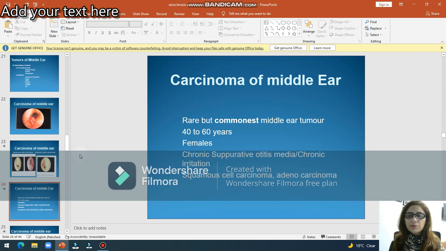The patient will present with pain, and there is a history of chronic ear discharge, and on examination there are granulations or a polyp in the ear. It means there is conversion of the normal epithelium into malignant squamous cell carcinoma.